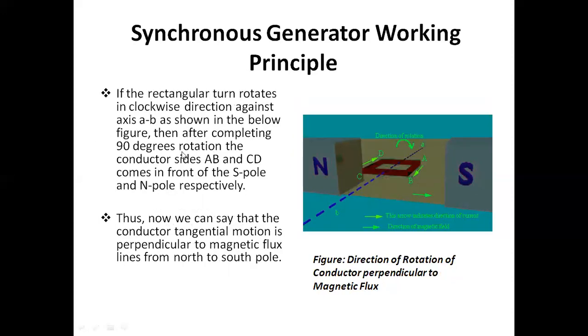So, if the rectangular turn rotates in the clockwise direction, that is the direction of the rotation. The direction of the rotation is clockwise about the axis AB. This is the axis A and B, shown by the dotted line.